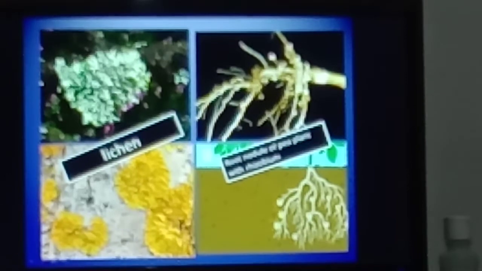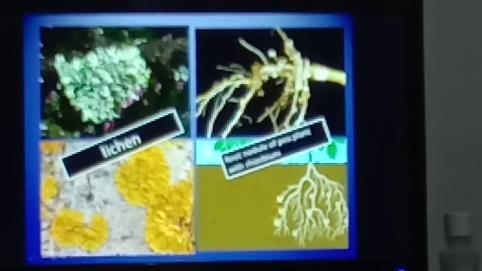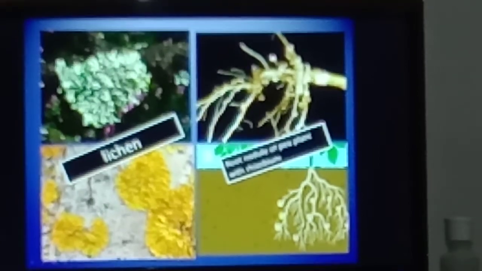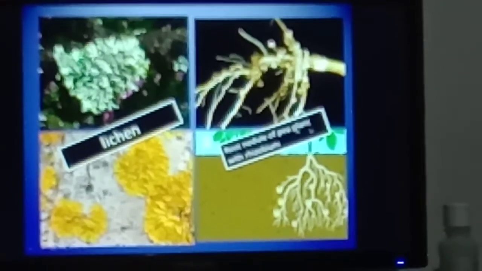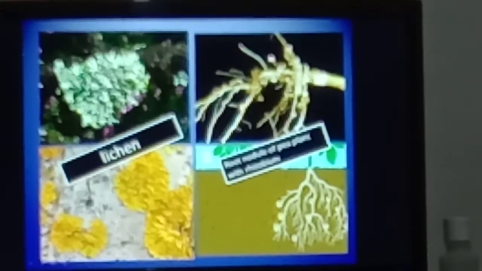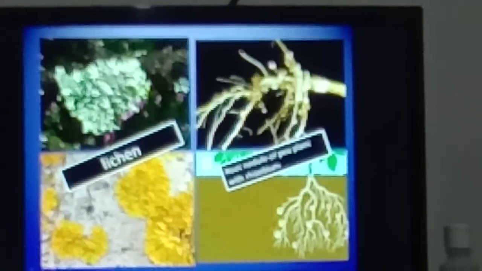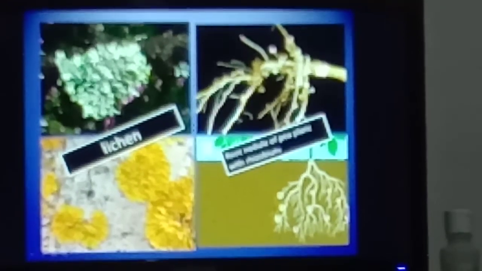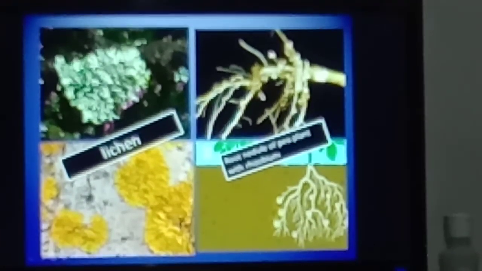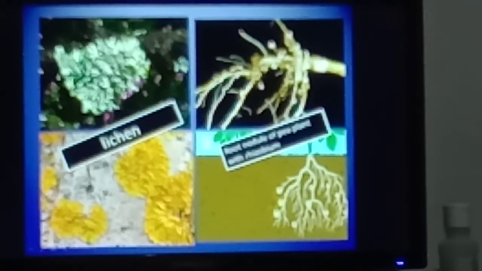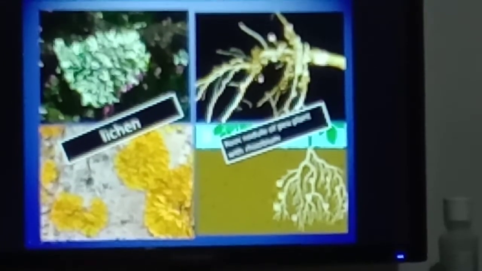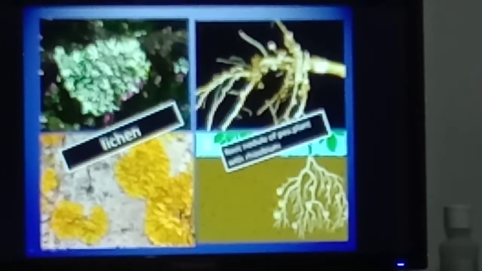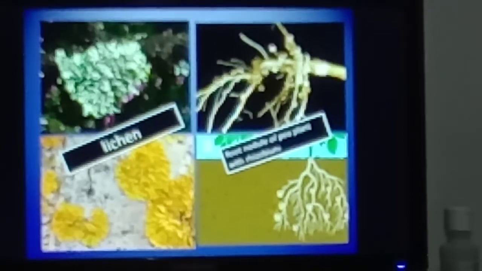In the picture, you can see the lichen. The two types of lichen are shown here. In this picture, you can see the root nodule of pea plant. Inside this, you can see these ball-like structures, very small they are. And in this, Rhizobium bacteria live. These lichens also grow in shady places on tree trunks.